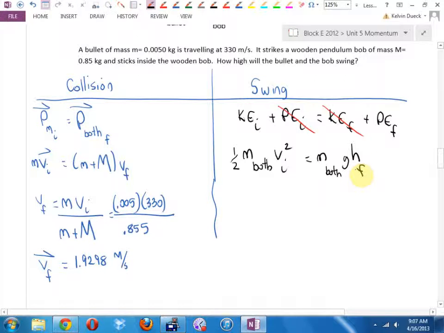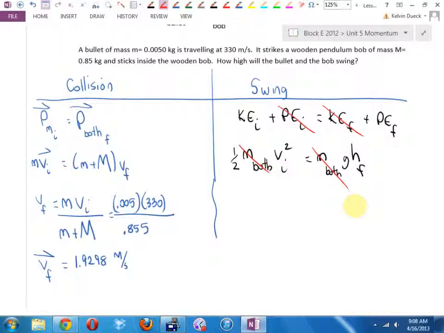Oh, is there mass in everything, Riley? Well, that's convenient. Nice. Wait a minute, Mr. Duick. I don't know V initial. All I found for the collision was V final. Isn't V final after the collision going to become V initial once it starts to move? What am I trying to find?